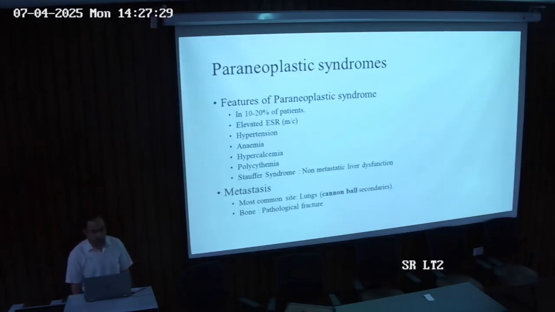The most common site of metastasis is lung, and in the lung what you will see is cannonball secondaries. In bone, the metastasis is osteolytic, and then the patient can develop a pathological fracture.